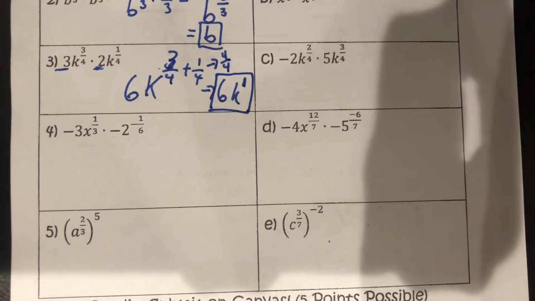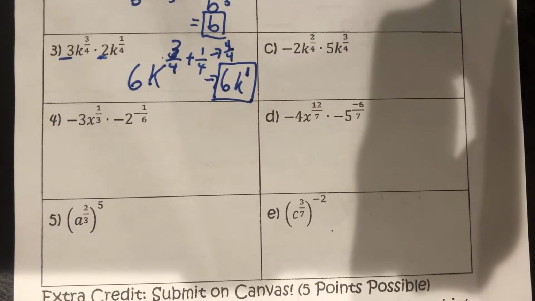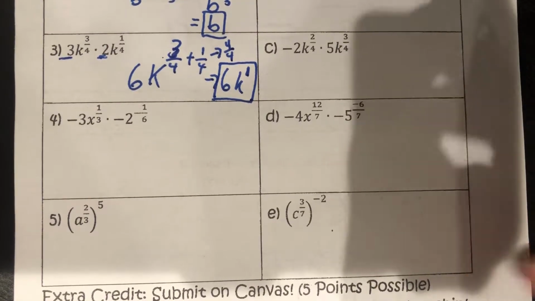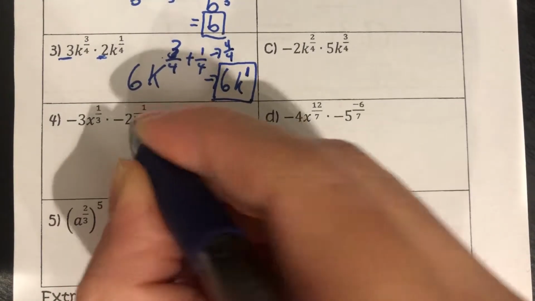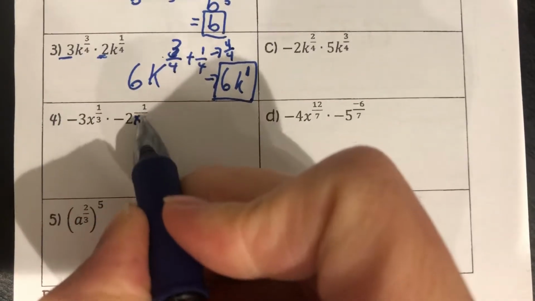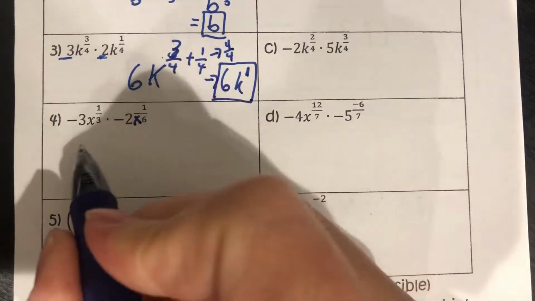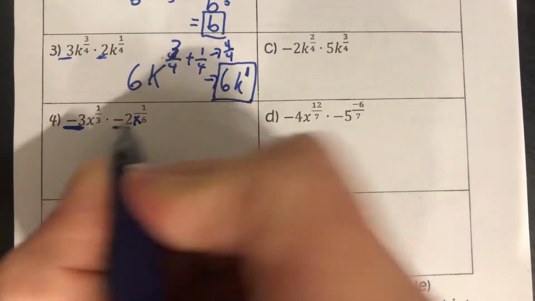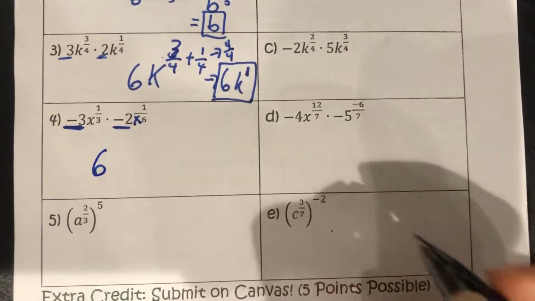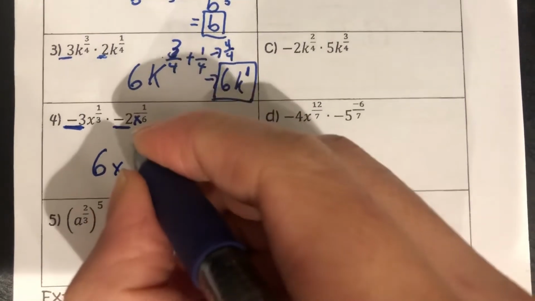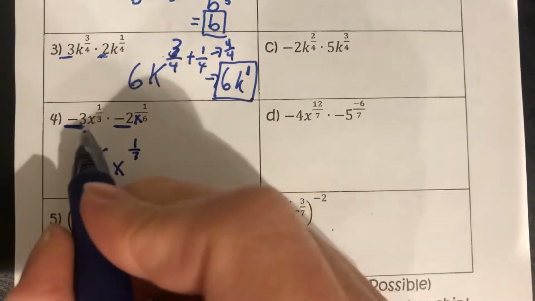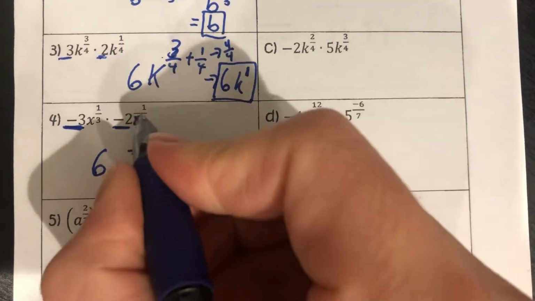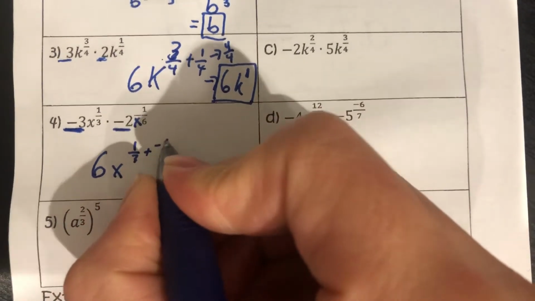Okay, getting a little bit more fancy now. Right here, I will draw in this x for me. And that is a -1/6. So here I will have, multiplying the two coefficients, -3 times -2 gives me +6 again. And I have x to the 1/3, and I'm going to add the exponent. So plus, this one's a -1/6.